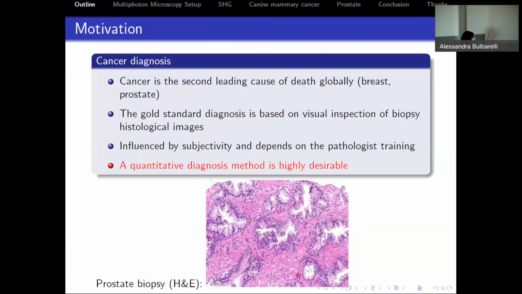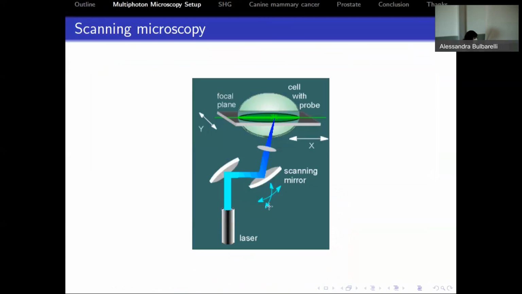And the hard task of the pathologist is just to go into details of how this cell changes and how the tissue is organized, and from that to characterize which degree of cancer or which type of cancer it is. So our work is to try to get some parameters looking at images to be able to help the pathologist with that task. So what is scanning microscopy?